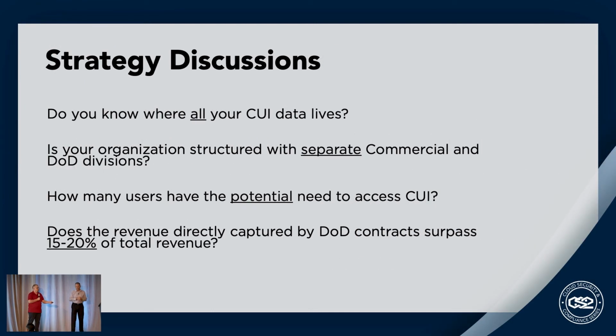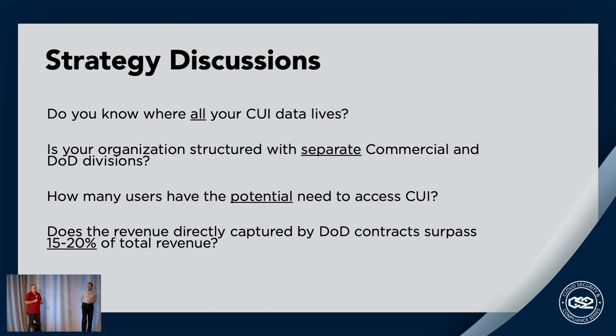So the last slide that we wanted to present here is just general strategy discussions, right? When you're in meetings, there are really 4 main questions that we've helped isolate what the best solution for an organization is. Do you know where your CUI data is? Again, we're going back to identification of CUI. What systems are going to store, transmit, process, et cetera, CUI data?